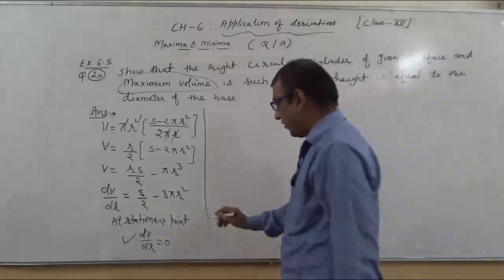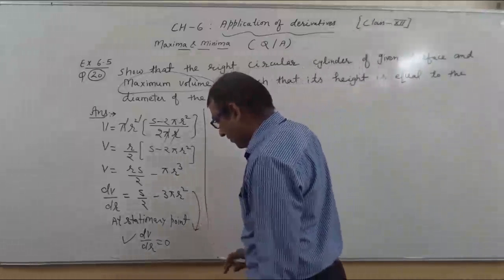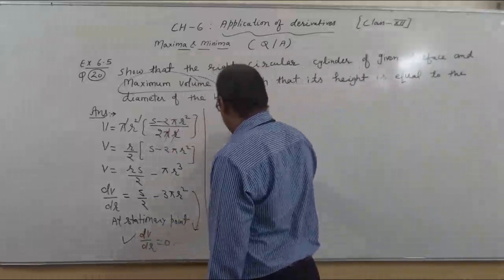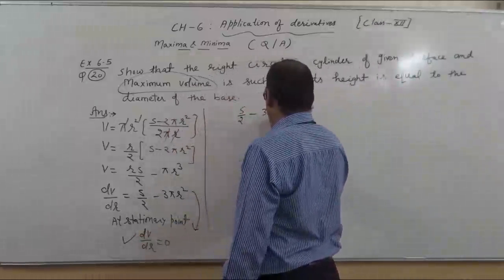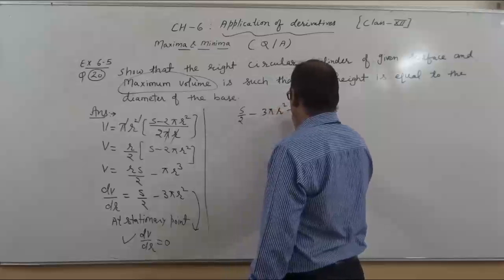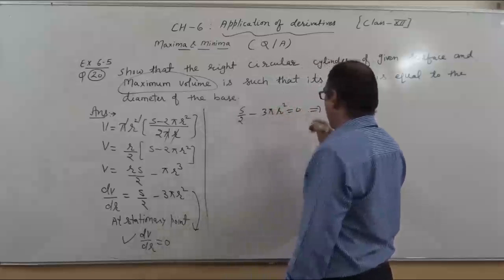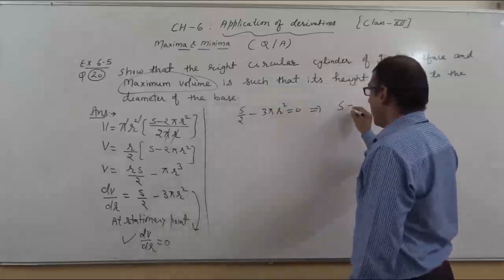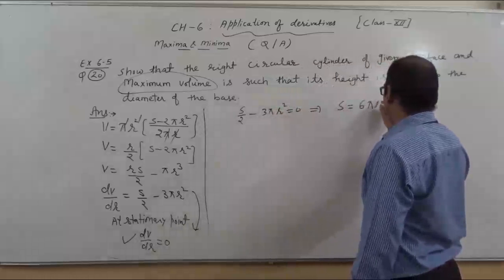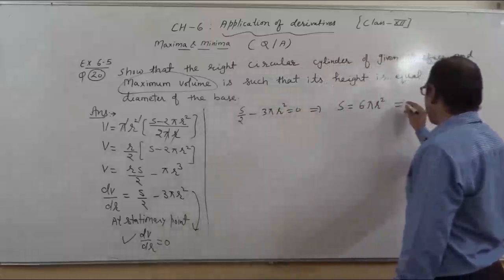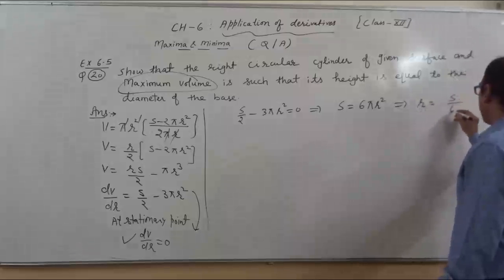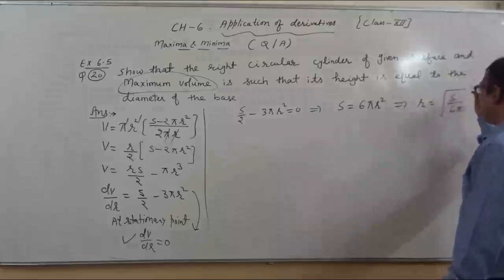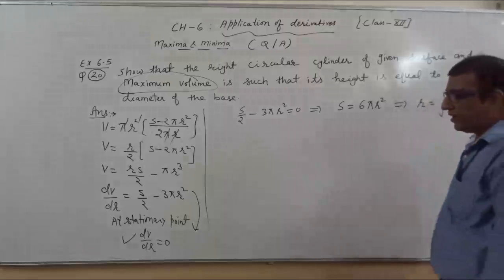So we will put the value from here. When we put the value, it can be written as S upon 2 minus 3 pi R square equals 0, and when we solve it we get S equals 6 pi R square, or we can say the value of R is under root S upon 6 pi. So this is the value of R.